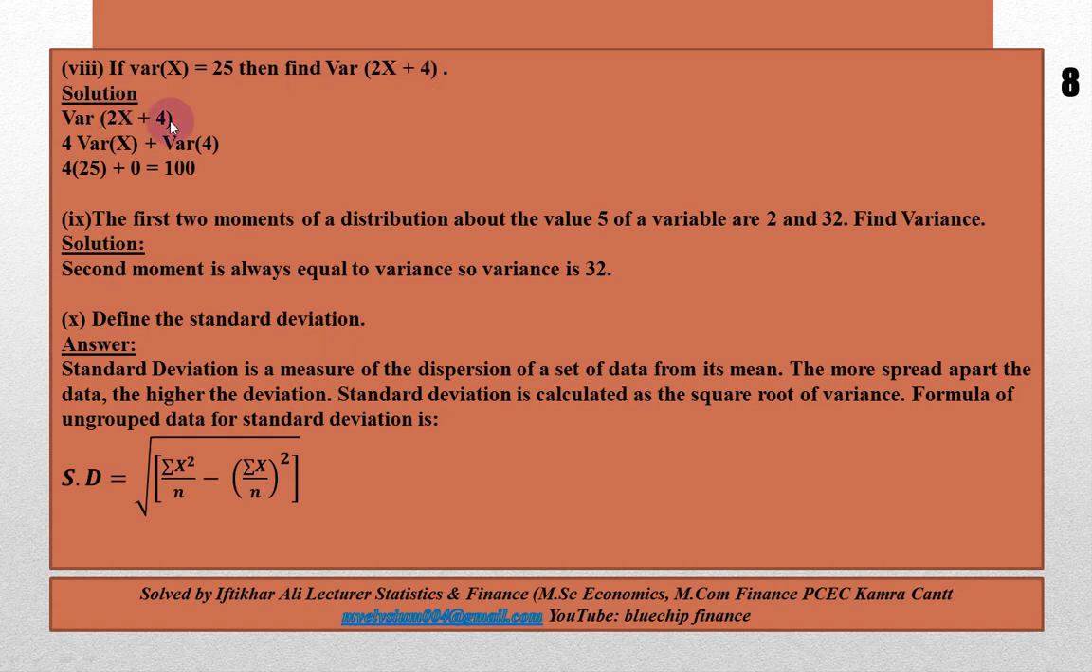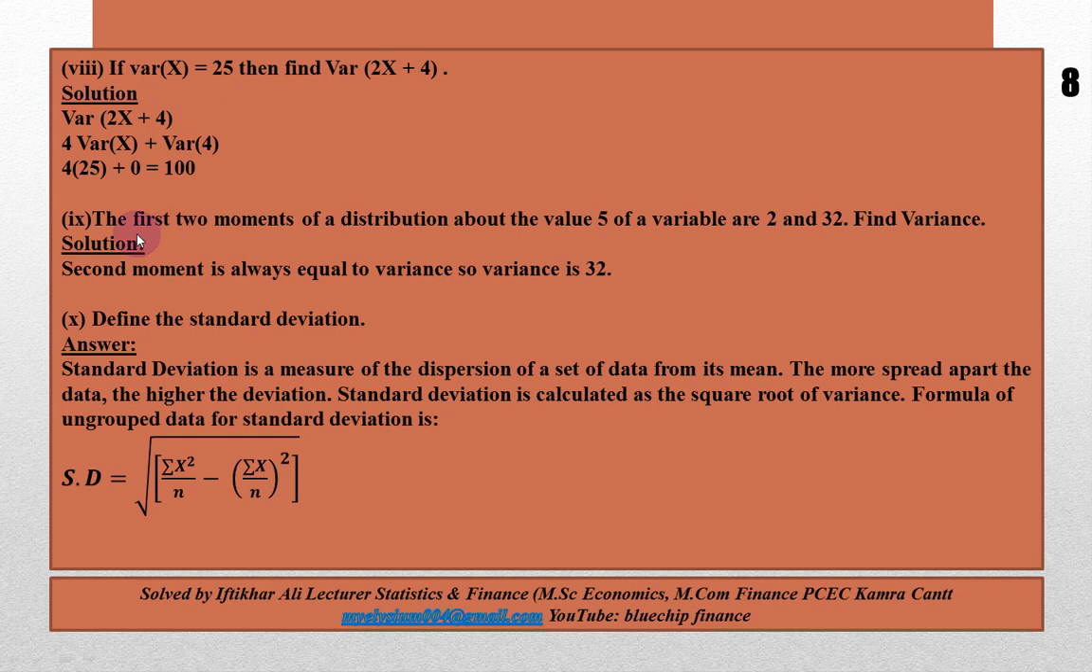Variance of 2x plus 4 means we take the square of 2 and variance of x plus variance of 4. 2 squared is 4, variance of x is 25, and variance of 4, a constant, is always 0. So the answer is 100.